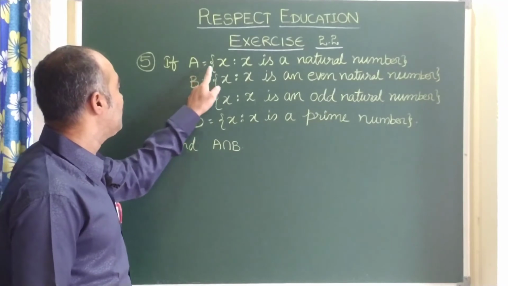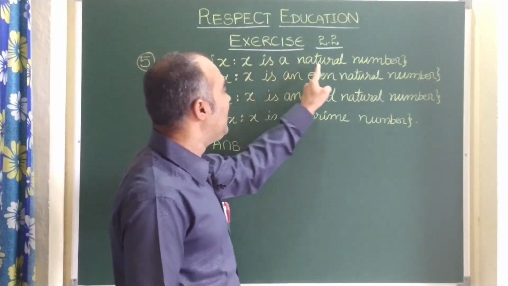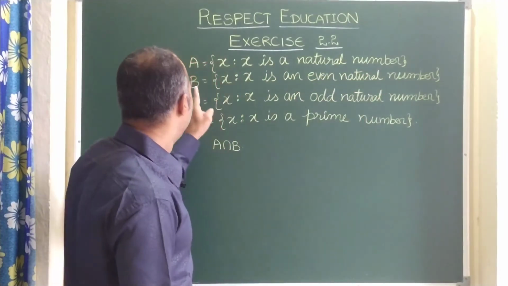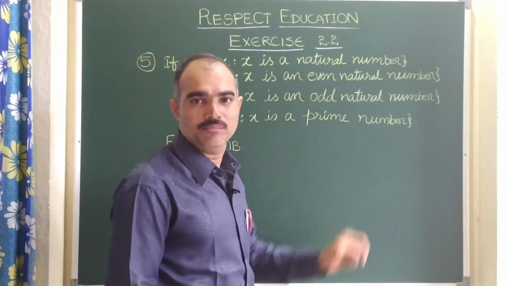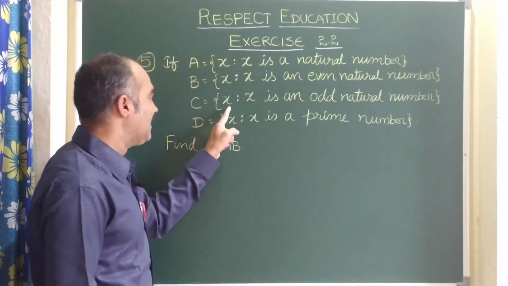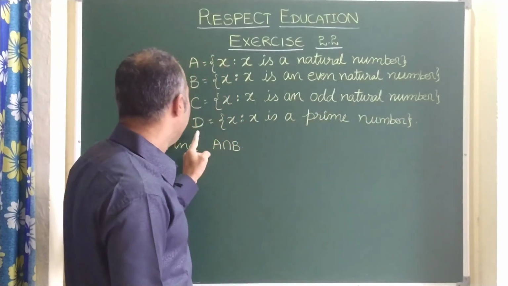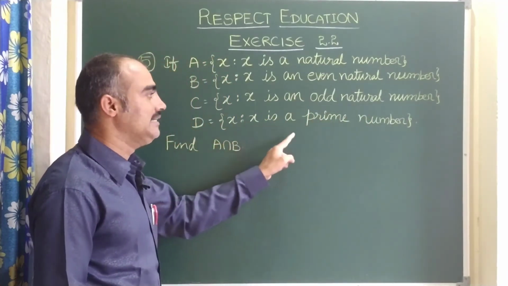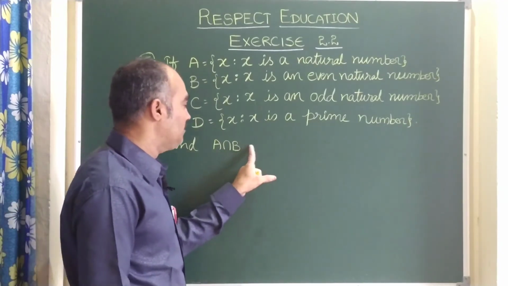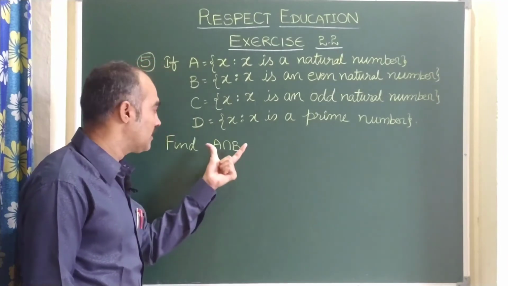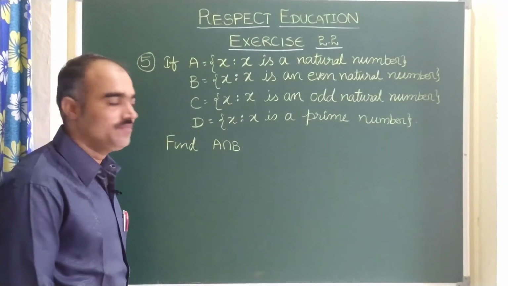If A equals X such that X is a natural number, B equals X such that X is an even natural number, C equals X such that X is an odd natural number, D equals X such that X is a prime number, then find, actually there are some bits asked, children, so I would like to explain clearly bit by bit. So I copied only the first bit, that is the first one, A intersection B.